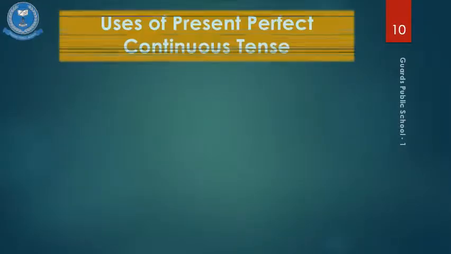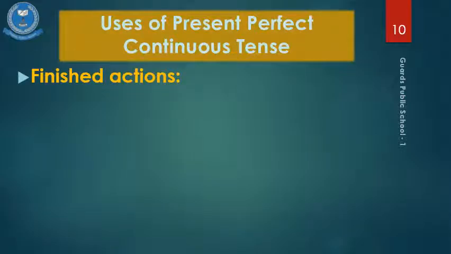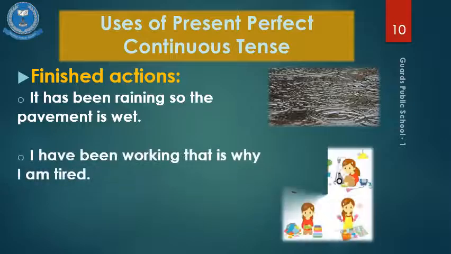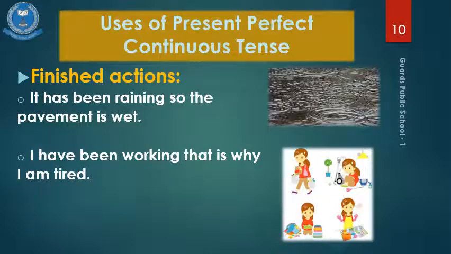Another use is finished actions. These are actions which have recently stopped, though the whole action can be unfinished, and have a result which we can often see, hear, or feel in the present. We don't use a time word here, and the examples are: it has been raining, so the pavement is wet. I have been working, that is why I am tired.